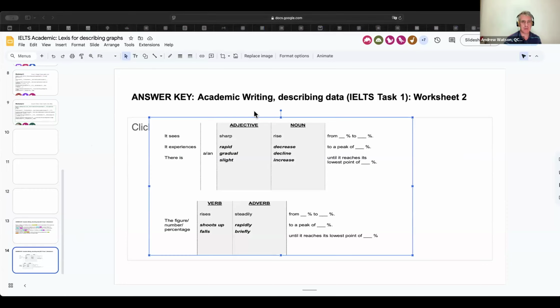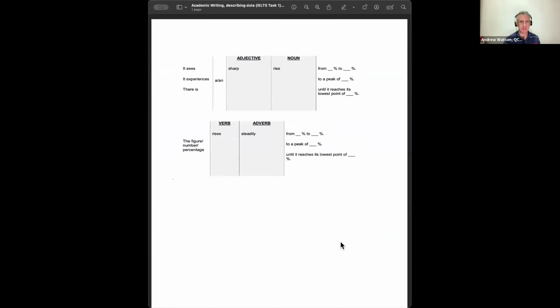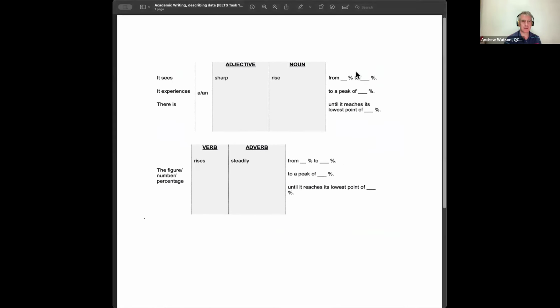Okay, so looking at this worksheet, can you see any noun adjective noun combinations from these sentences we've just looked at?